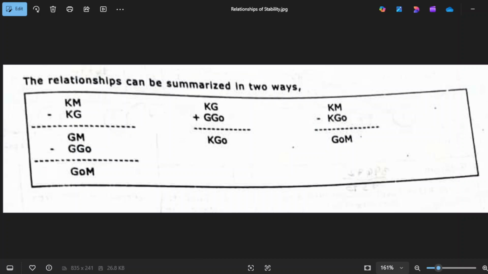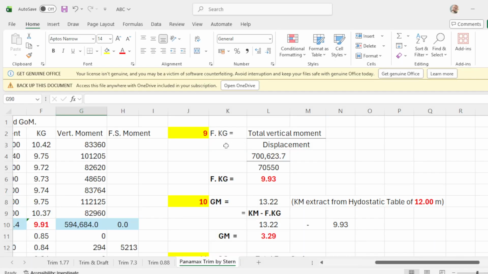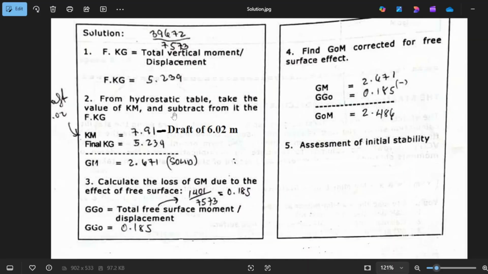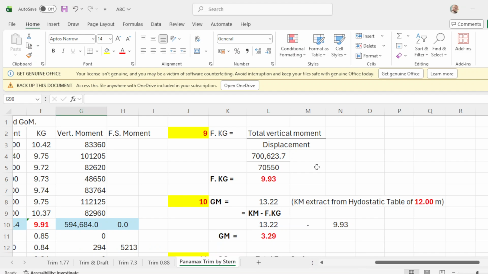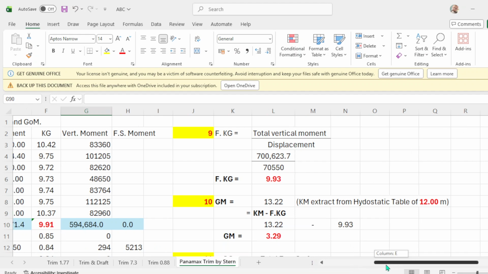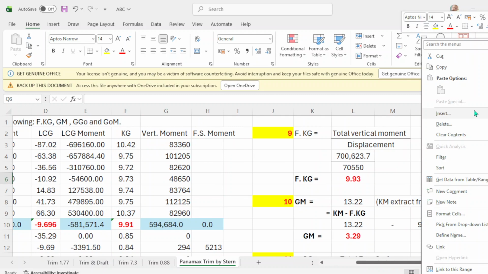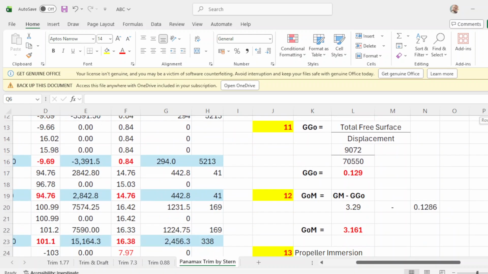Okay, so let's proceed, guys. How to get the final KG? Final KG is the vertical moment over displacement. So your vertical moment, which is this one, this is your vertical moment, and the final vertical moment is how much?